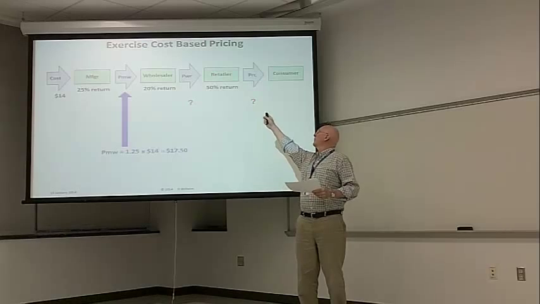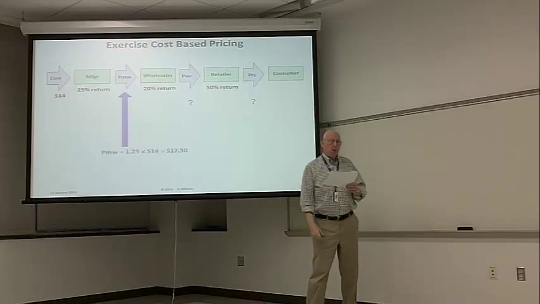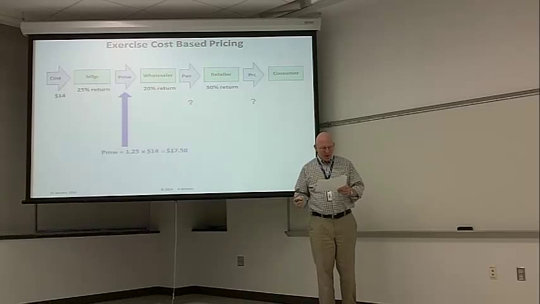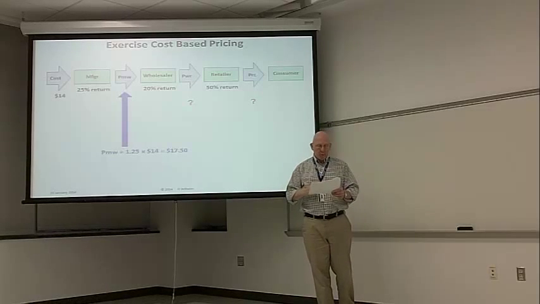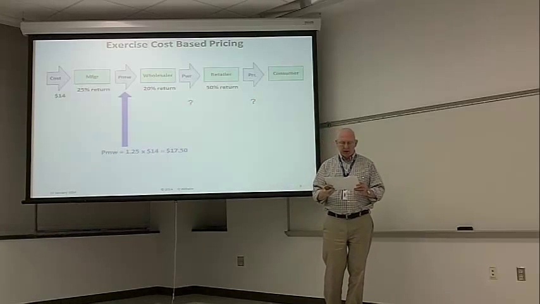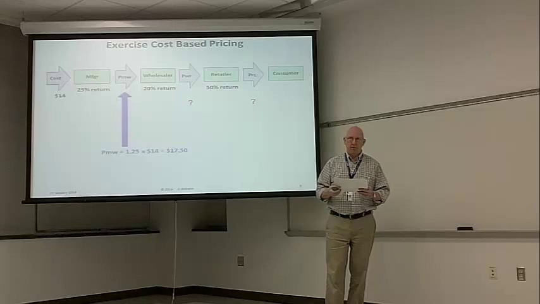To determine the price from the retailer to the consumer, 1 plus the retailer's rate of return times their cost, or 1.5 times $21, and that gives us $31.50.